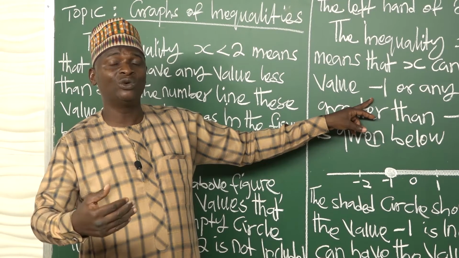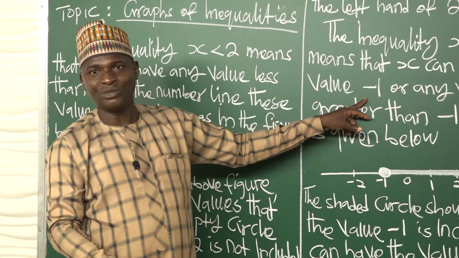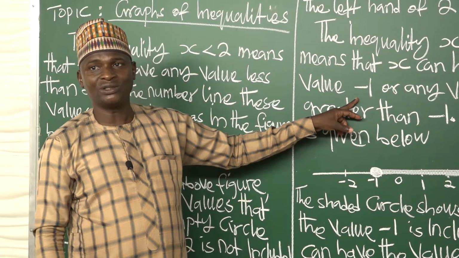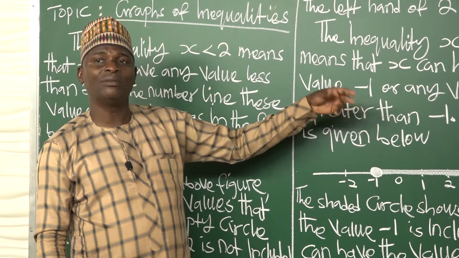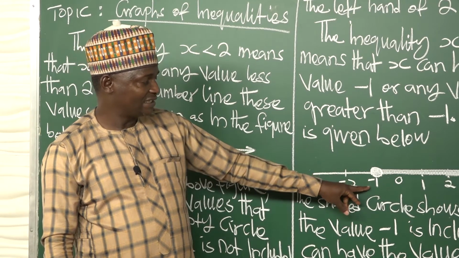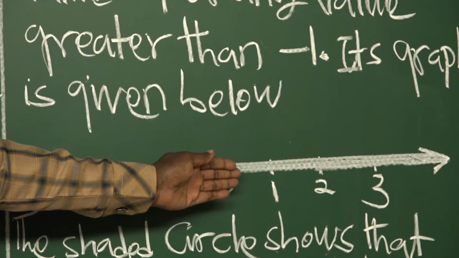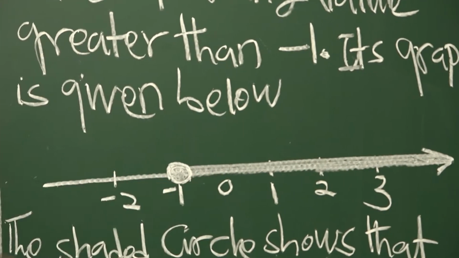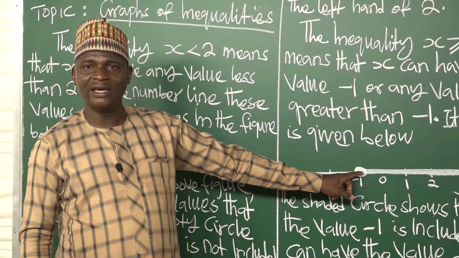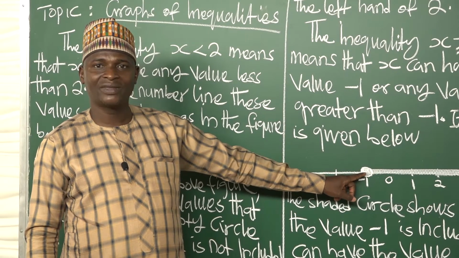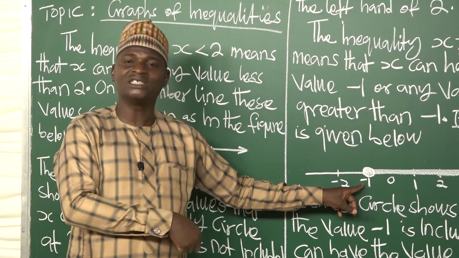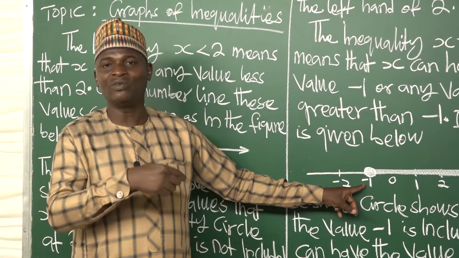So the moment you hear the word greater, we move to the right, because when you move to the right, you get numbers that are greater than the number in question. So any other number that is greater than minus 1 is a value of x. That is why we have it like this. The arrow, or the thicker part of the number line, is now moving to the right. And look at the circle here. It is no more empty. The circle now is shaded, signifying that minus 1 is included in the solution. Minus 1 is among the values of x.